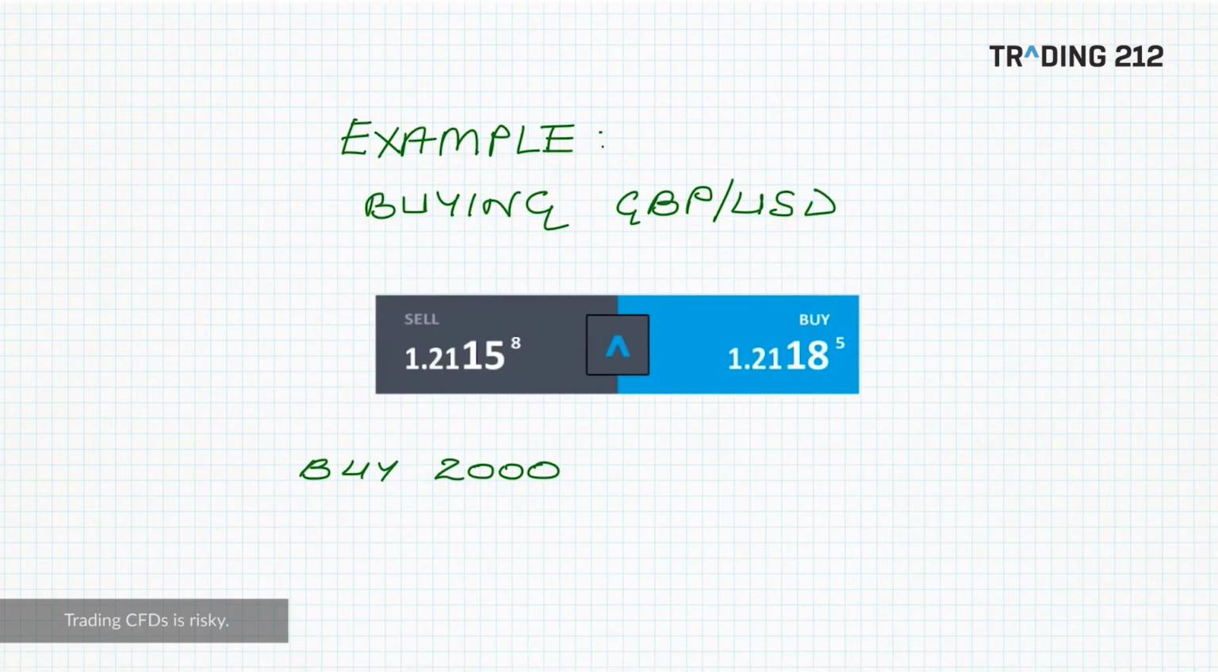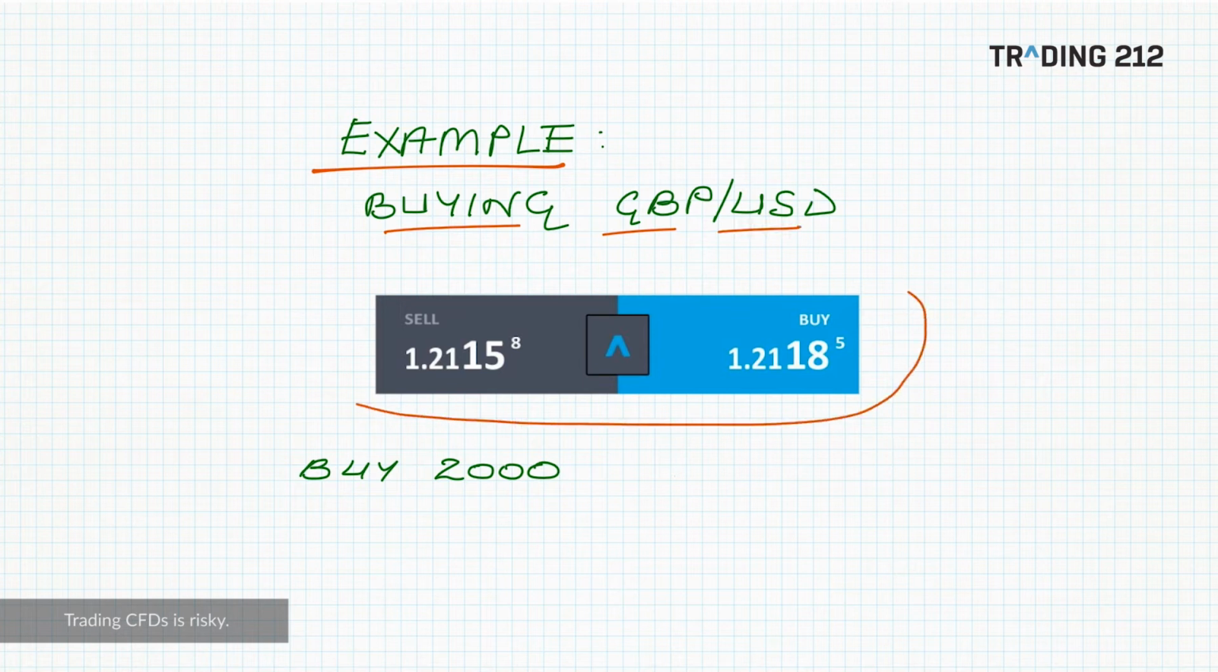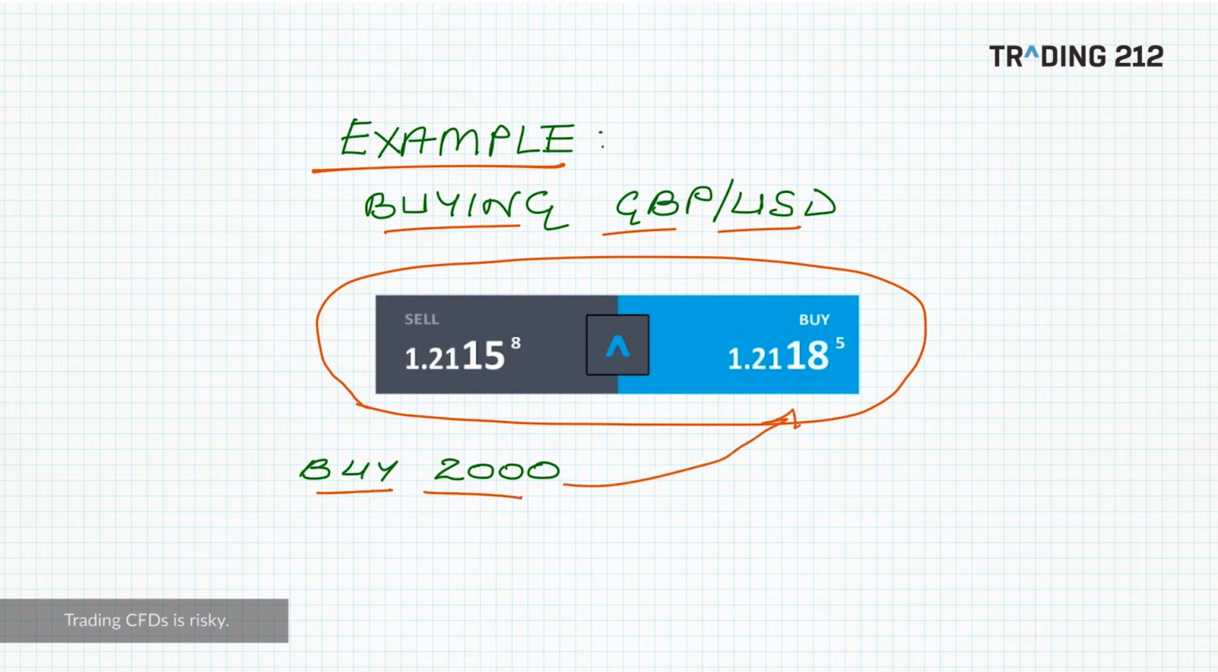So let's now quickly run through an example of a cable trade, and let's look at buying the pound against the dollar. So let's say this is the way the bid offer spread is looking, and that you decide to buy 2,000 at that offer price. So you're buying 2,000 at 1.21185. And as always, that's 2,000 of the first named currency, which is pounds. So you're buying 2,000 pounds.